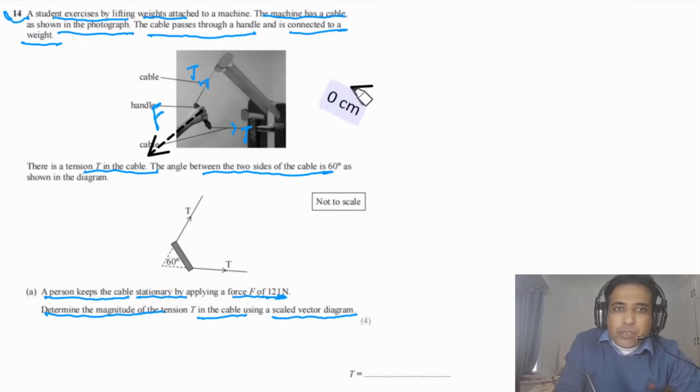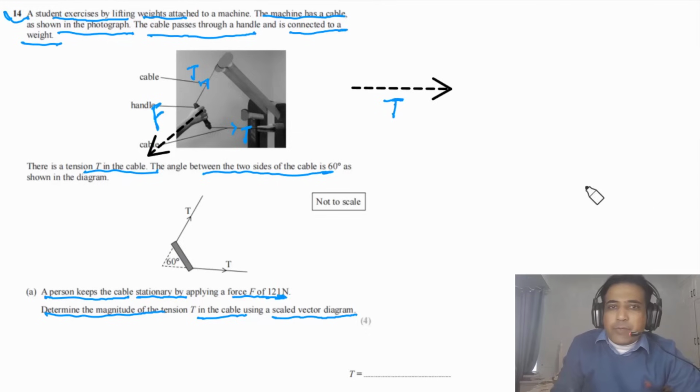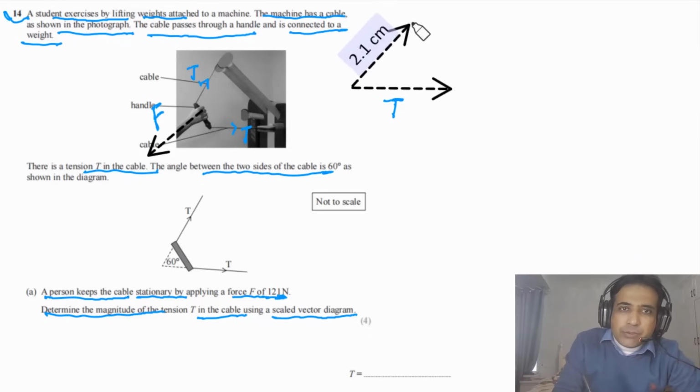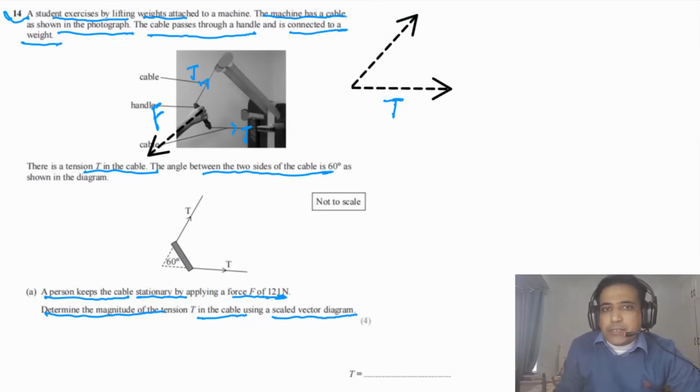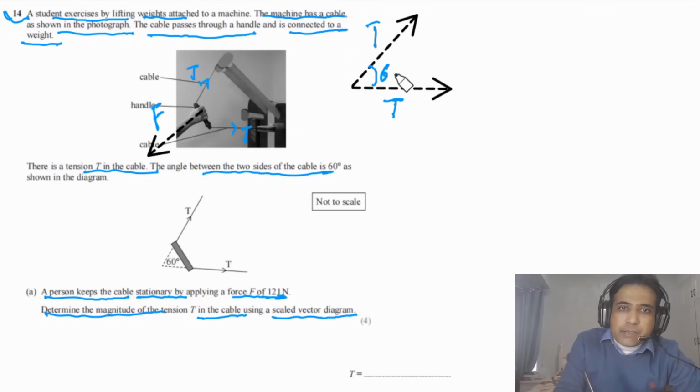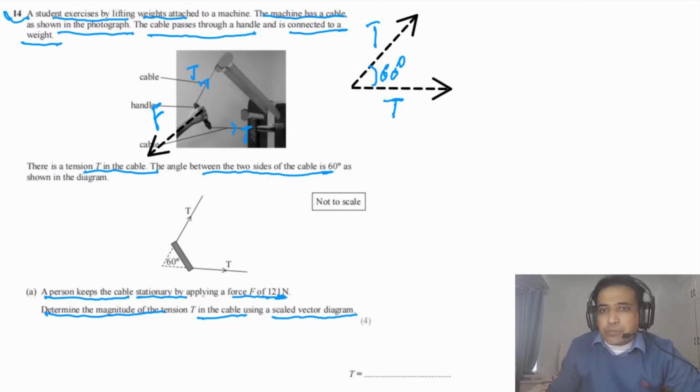Let's say we have one vector here, we can label this one as T, and we have another vector, this is also T. It is given to us the angle between these two vectors. This angle is 60 degrees. We can complete this parallelogram and we can try to find out the angle between the head of this vector and the tail of this vector. We can do this one by two different methods.